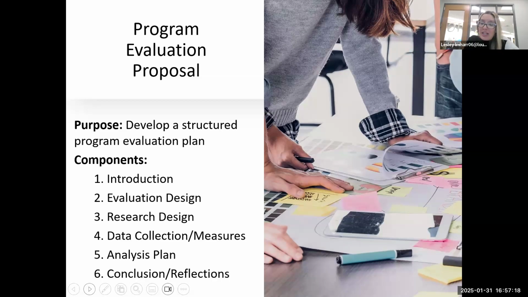So the components are an introduction, evaluation design, which is different than a research design. We're looking at data collection. We've really focused on qualitative data collection, but if you so choose, you can also put in validated measures to assess certain outcomes of your logic model in an evaluation design. We're going to talk about an analysis plan that could be qualitative or quantitative, meaning statistical analysis. And then lastly, conclusions and reflections on the whole process.